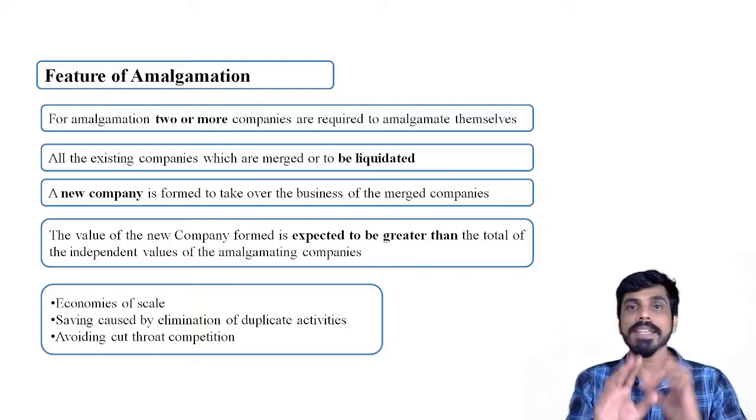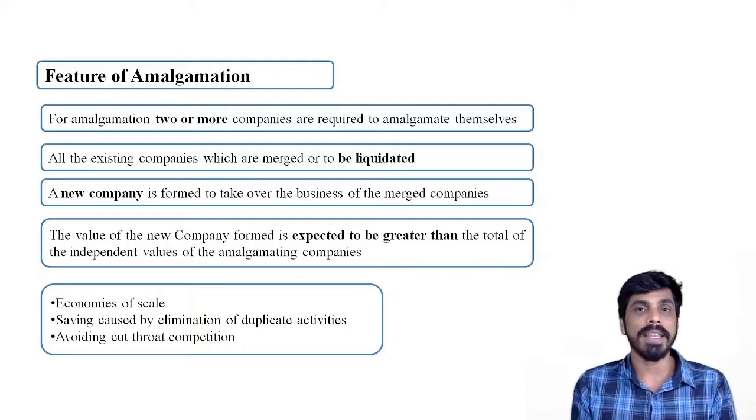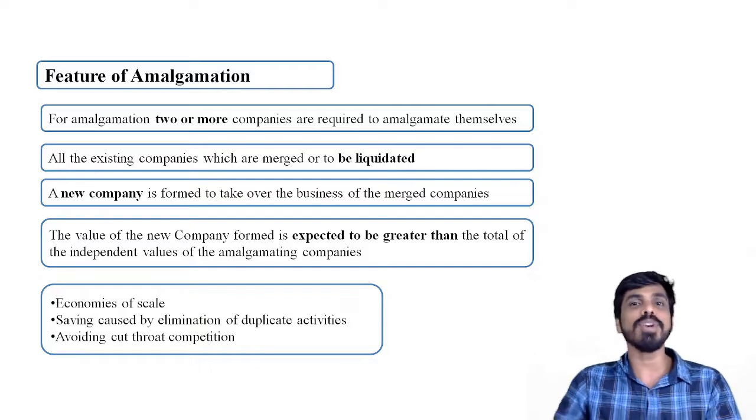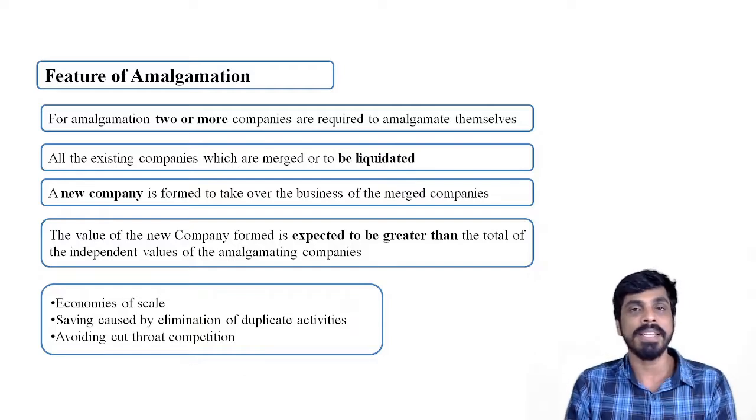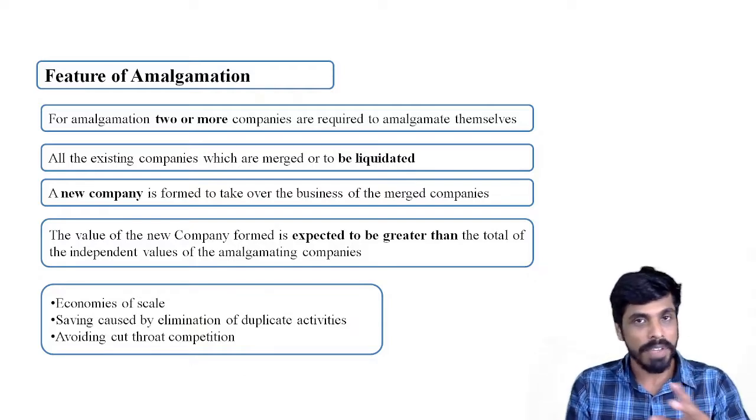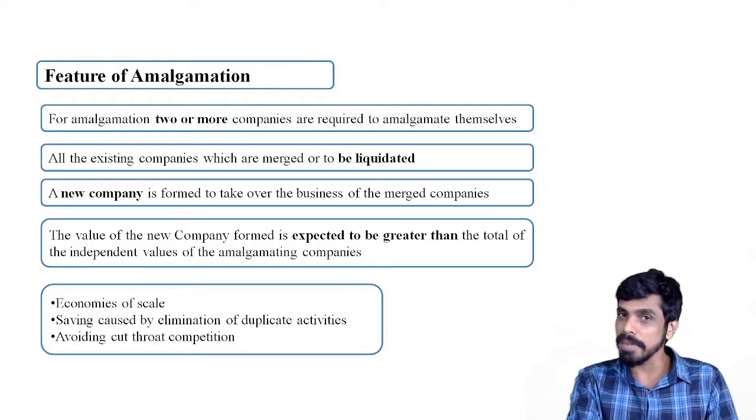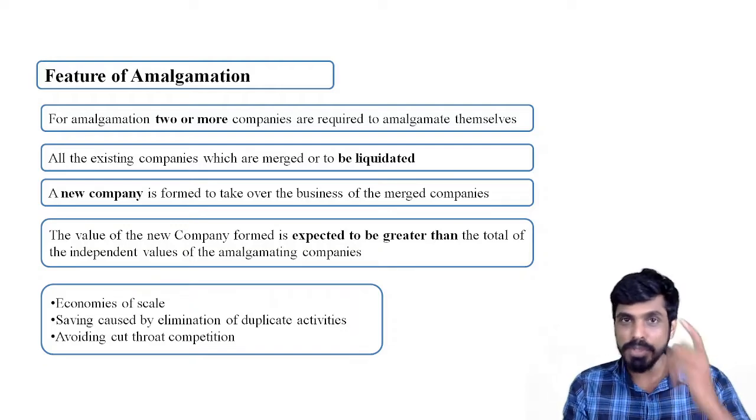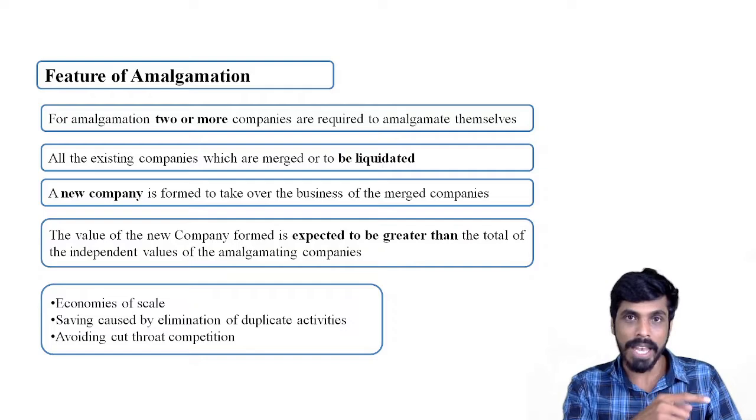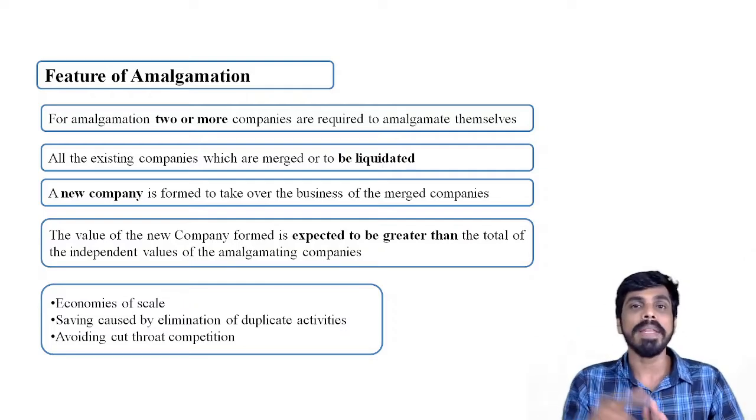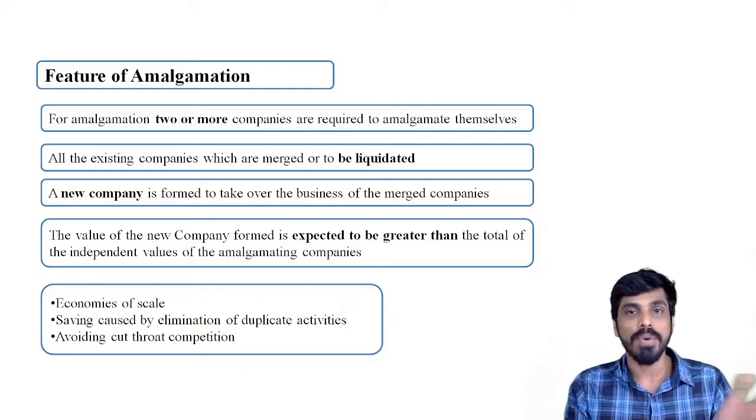So two or more existing companies must be there. Then it will be amalgamation. And all the existing companies should be liquidated. They should have to stop their business and a new company takes over the business of old companies. That means they should have to be liquidated. So the features are very simple. A new company should be there to take over the business of all existing companies. So only three points you should keep in mind: at least two companies, they should be liquidated, and a new company must be formed to take over the business of old companies.